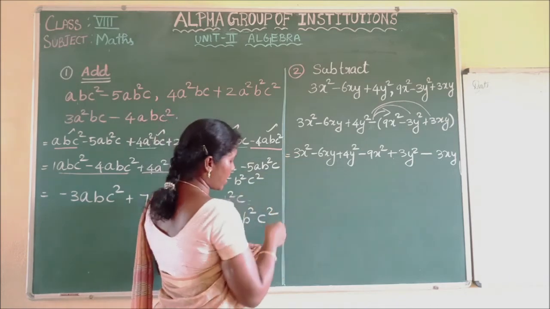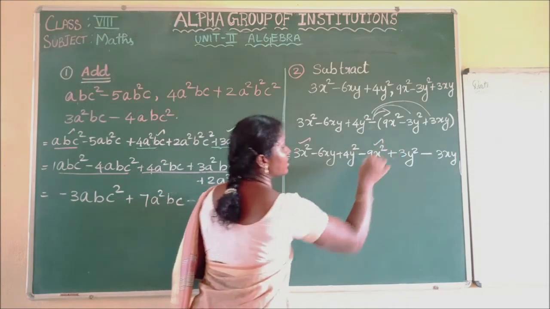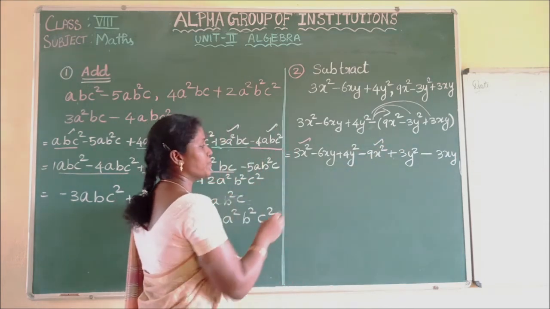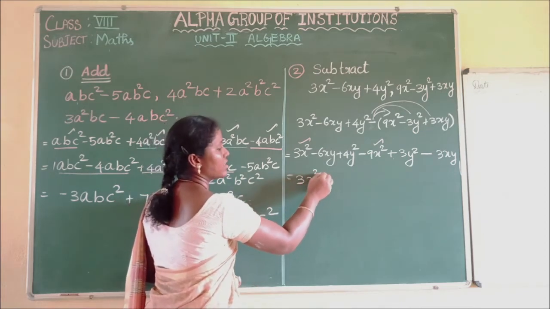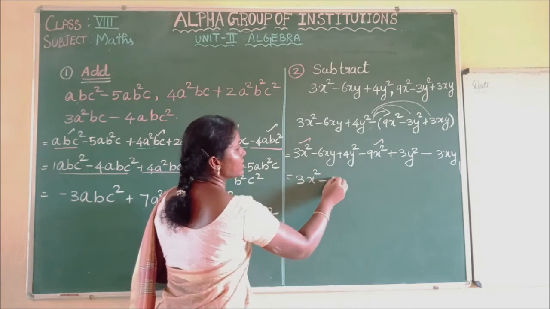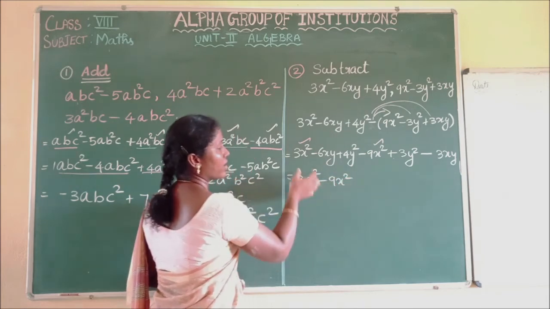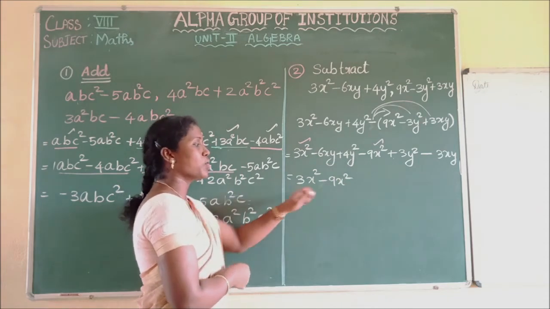For 3x square, the like term for the 3x square term is here. Just rearrange the expression, then we will add or subtract. First rearrange the expression: 3x square minus 3x square minus 9x square. Okay, we are just rearranging the expression to make it simpler to solve.